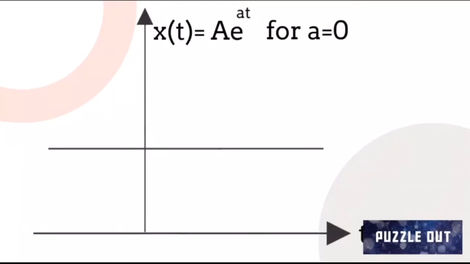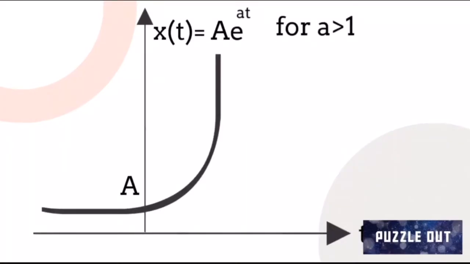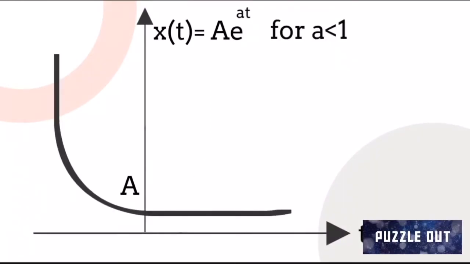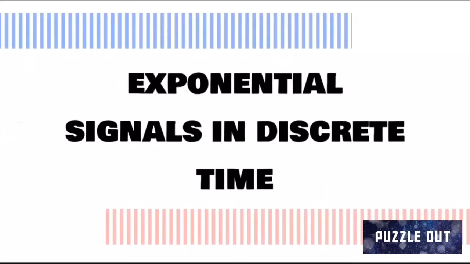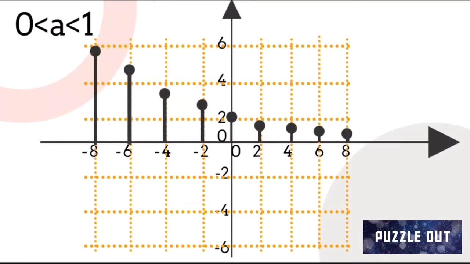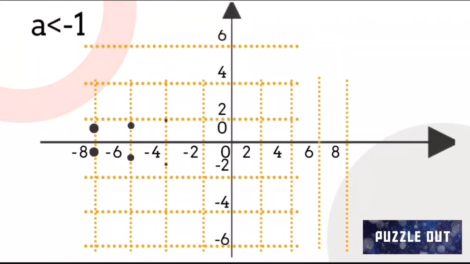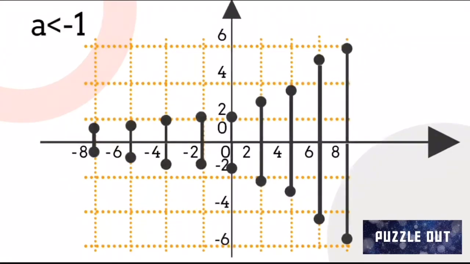When A equals 0, we get a straight line which is parallel to the x-axis. For A greater than 1, we get a rising exponential graph, and for A less than 1, we get a decaying exponential graph. In the same manner, it is represented for discrete time signals. These graphs can also be plotted by substituting random values of A in the given equation.